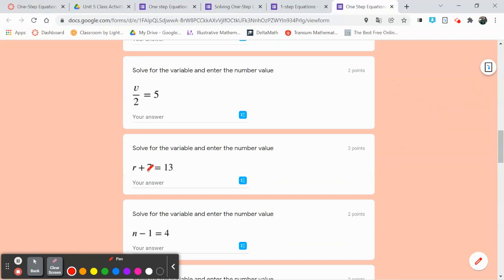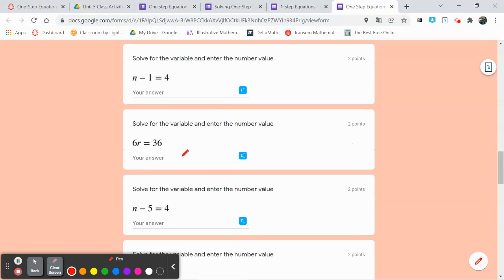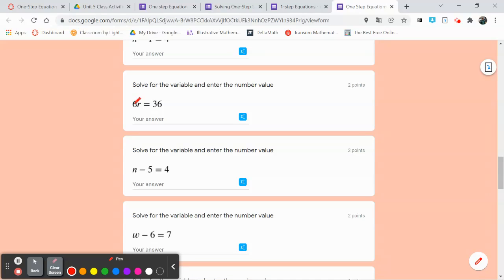Next one, I have add 7. The opposite of adding 7 is subtracting 7 to both sides. Here, I have subtracting 1. The opposite of subtracting 1 is adding 1 to both sides. Here, multiplication. This means 6 times r equals 36. The opposite of multiplying is dividing by 6 to both sides. That cancels out, giving me 1r. 36 divided by 6 is 6.